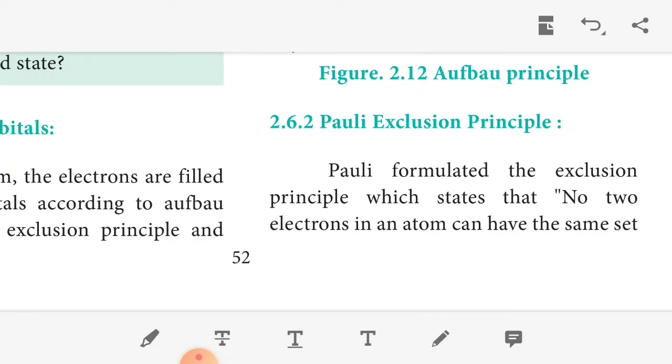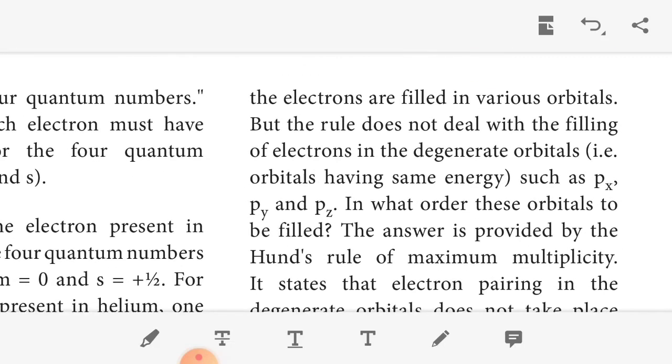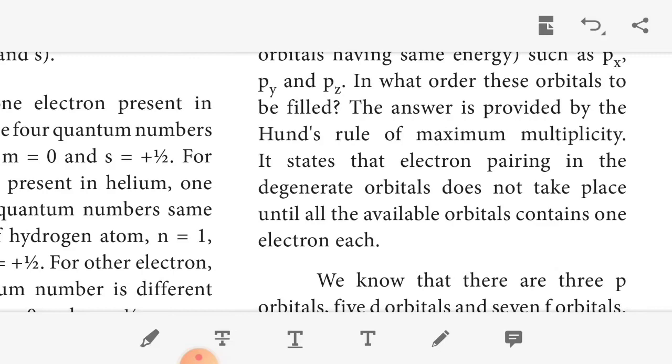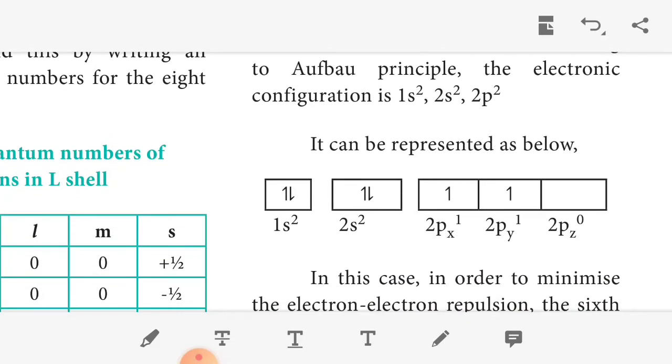Okay, so the next one, Hund's rule. Hund's rule says electron pairing in degenerate orbitals does not take place until the available orbitals contain 1 electron each. This is Hund's rule. Okay, so it can be represented. For example, the electronic configuration of carbon, atomic number 6, you can write 1s2, 2s2, 2p2.